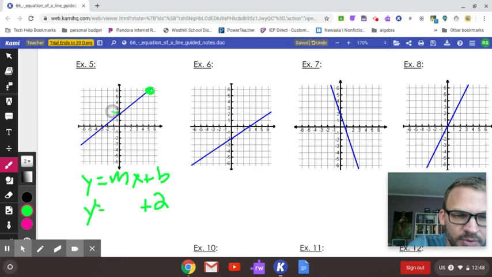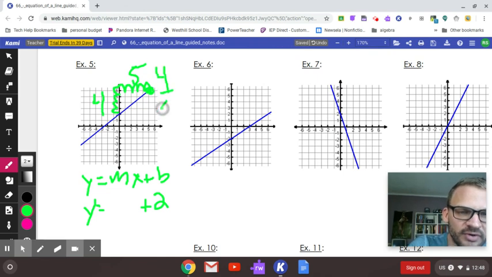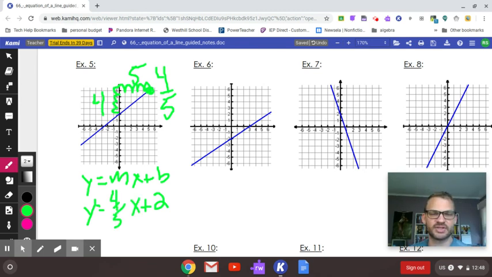So we're going to go up 1, 2, 3, 4, and over 1, 2, 3, 4, 5. So up 4 over 5 means it's 4 over 5. So we do 4 over 5x. And that's our equation for that line.